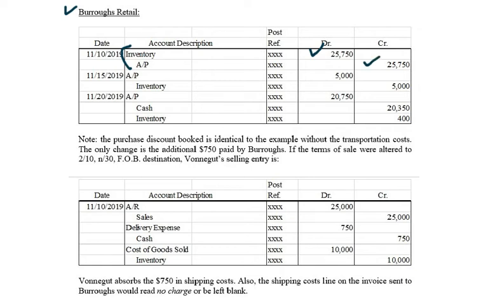So inventory goes up 25,750. Accounts payable goes up 25,750 because that's what their invoice said. Invoice bottom line said you owe us 25,750, so that's where the number comes from. And the return, same as the original example. And then what about the payment within the discount period?